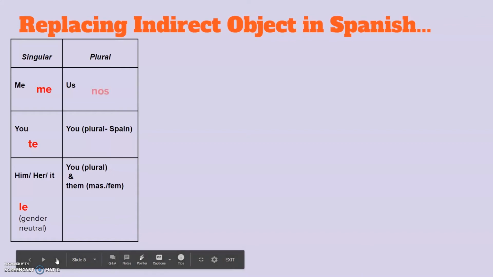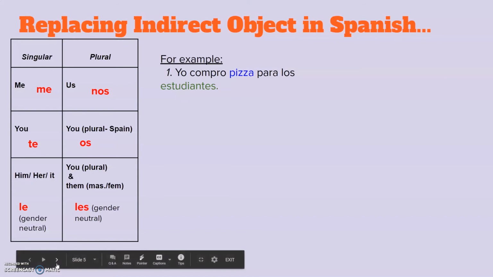For us, it gets replaced with nos. For you, plural in Spain, it will be os. For you, plural in Latin America, and them is les. Remember, it's gender neutral. So this is the example we're going to be working on. Yo compro pizza para los estudiantes. So how to use indirect object pronouns?